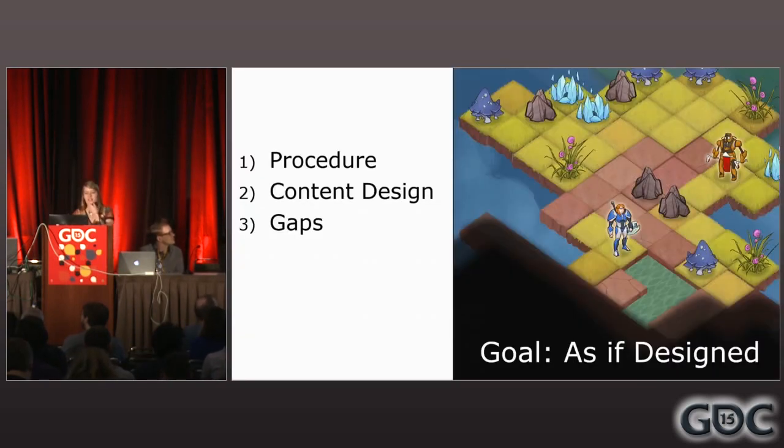And at the beginning, we wanted to make levels that felt like someone had designed them. So we took apart this very early mock-up of a level that we were designing, and looked at what made it feel like it was designed. And so I'll be going through the procedure that the algorithm actually takes and why it takes those steps, and then what content design tools and methods that we used, and then what's missing.